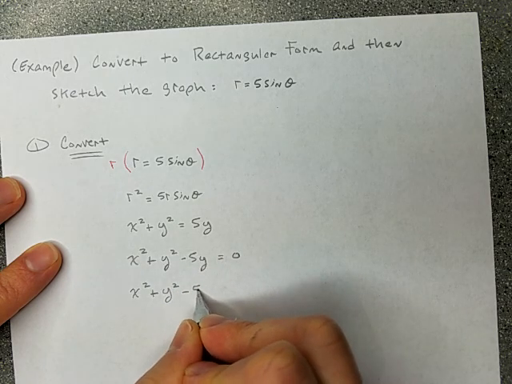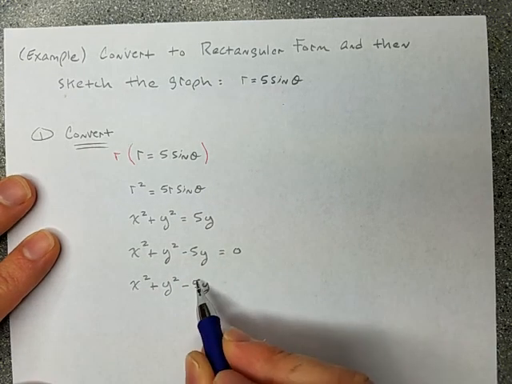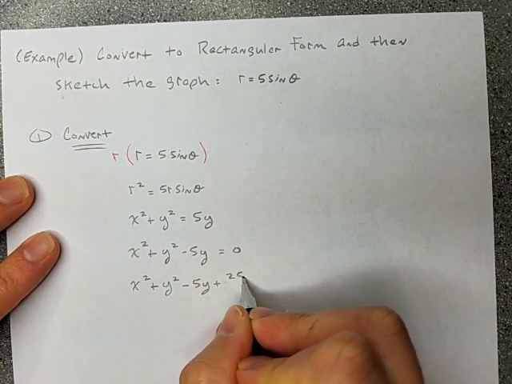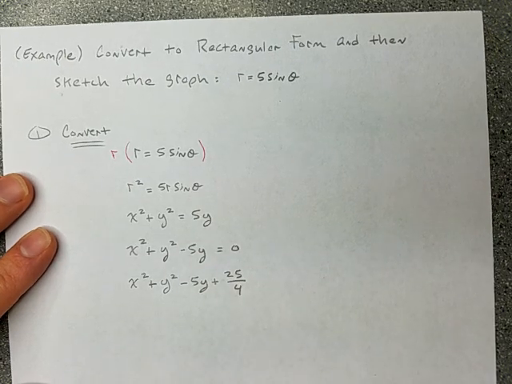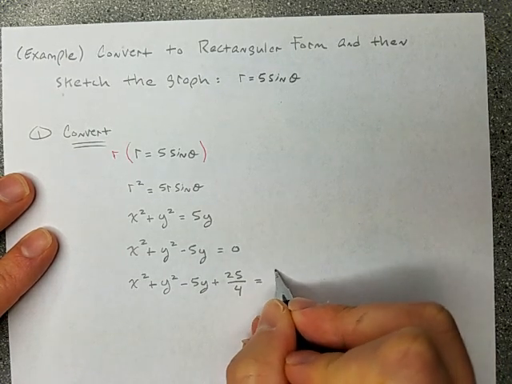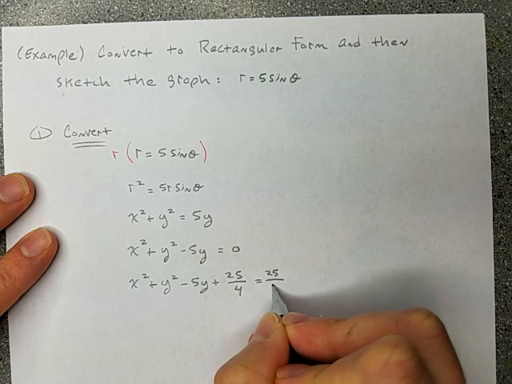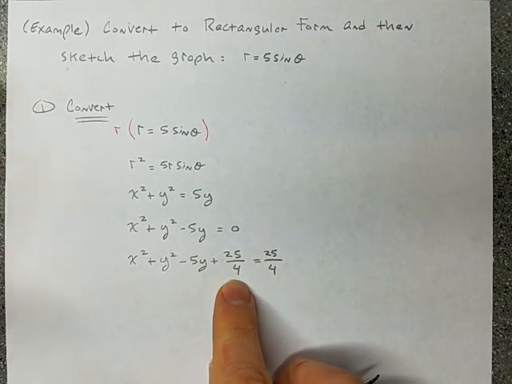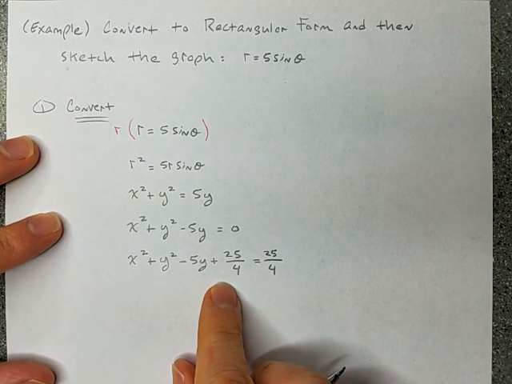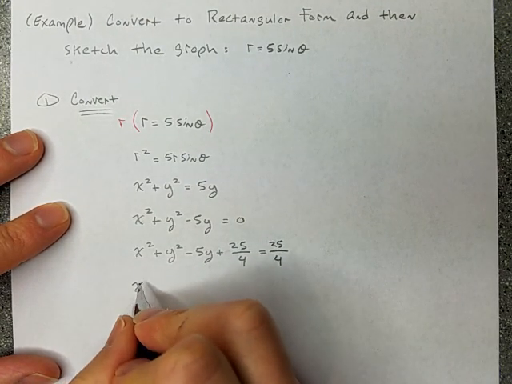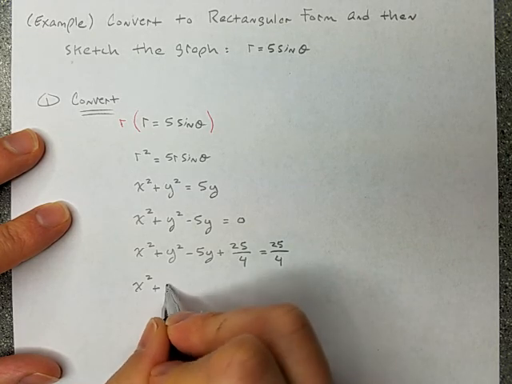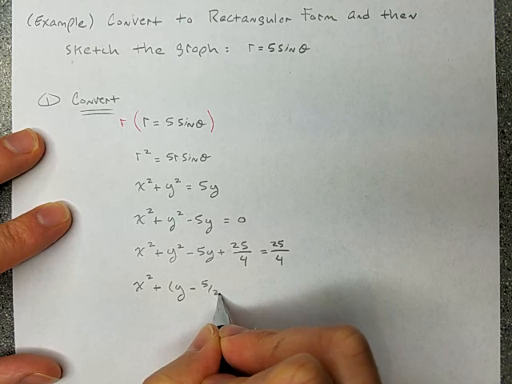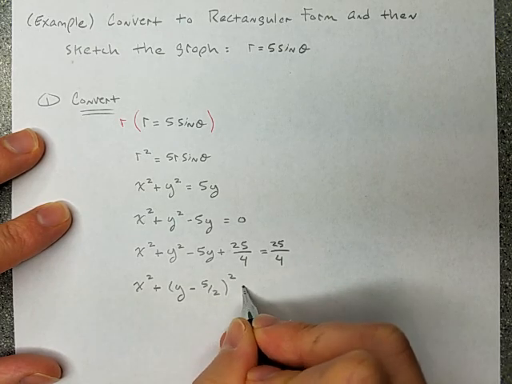So I'll say y squared minus 5y. Half of 5 is 5 over 2. Squared is 25 over 4. So 25 over 4, that's the number that I want. Now I have to add 25 over 4 on this side to keep it balanced. But that number, of all numbers in the world, makes this factorable. And in fact, the way that it factors is y minus 5 over 2 squared.